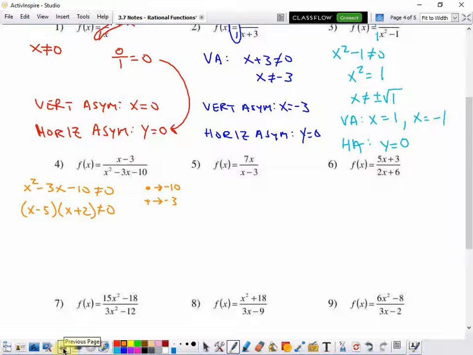My two solutions then are going to be the numbers that make each factor a 0. The number that makes this factor a 0 would be 5. 5 minus 5 is 0. So x cannot equal 5. And the number that makes this factor 0 is negative 2. Negative 2 plus 2 is 0. So x cannot equal 5 or negative 2, which means there's a vertical asymptote. There are two of them, one at x equals 5 and one at x equals negative 2.